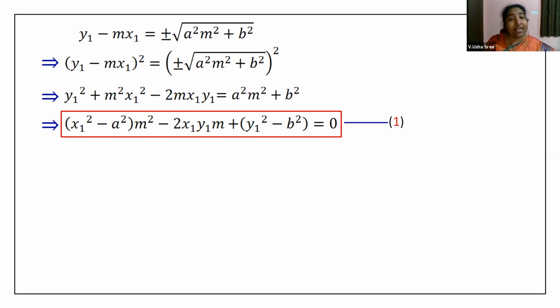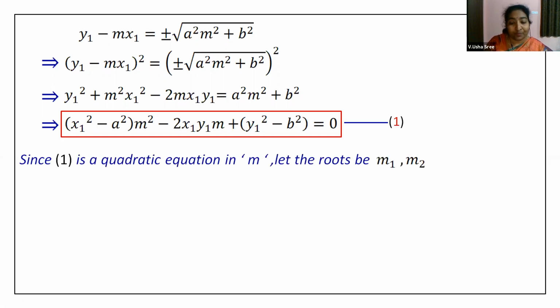Now, what is m, children? m is representing slope, right? Now, let us assume this equation 1 has got two roots, m1 and m2. Now, when I say it is a quadratic equation and two roots are m1 and m2, then definitely we can calculate the sum of the roots and the product of the roots. Isn't it?